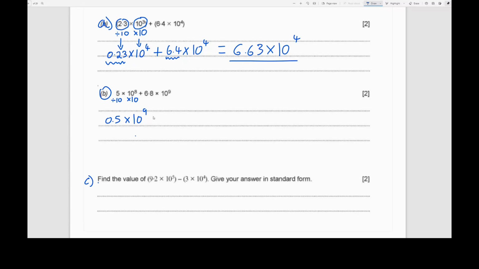And then the powers of 10 are the same. So you've got plus 6.8 times 10 to the 9. So you've got 0.5 plus 6.8, which is 7.3. So you have 7.3 times 10 to the 9. And you know it's in standard form because 7.3 is between 1 and 10. So we can leave it like that.